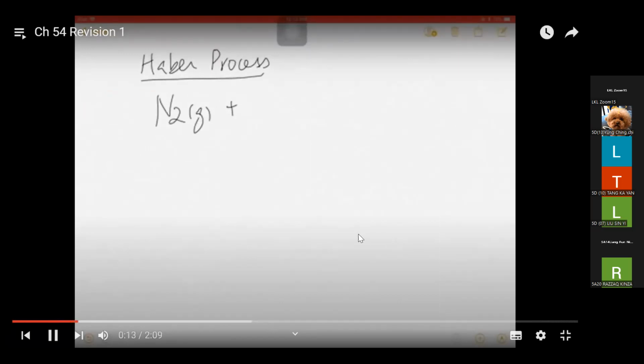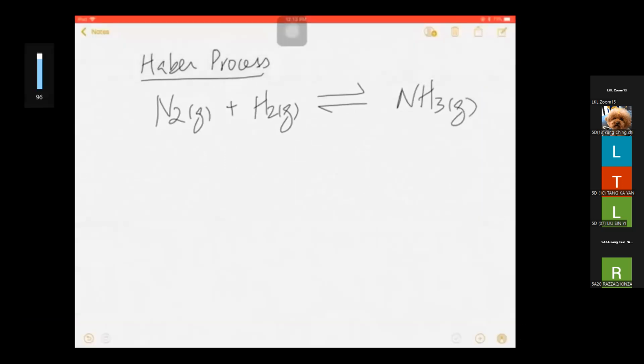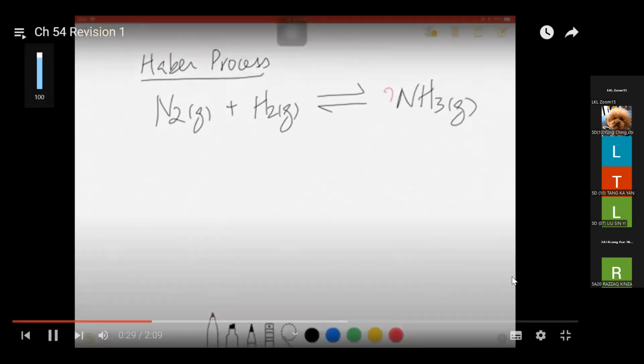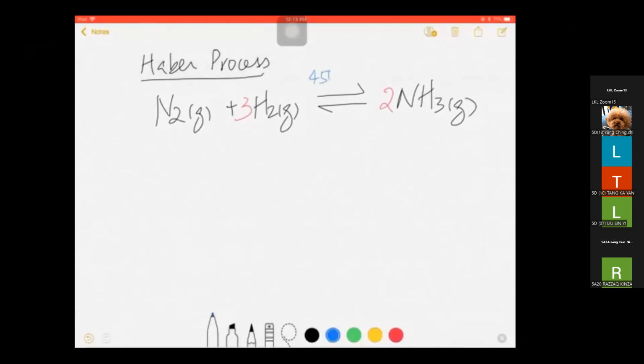Question for chapter 54. Please memorize all the industrial process in the form of a flow diagram. Please start with Haber process, which is very famous. Haber process is a process between N2 and H2. N2 and H2 react to produce ammonia. All are in gaseous form. Remember, you have to balance the equation. Put 2 and then 3.